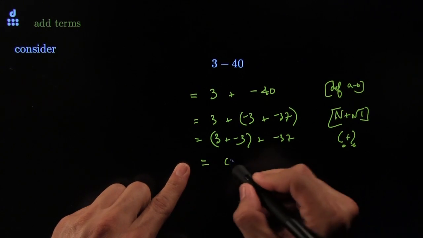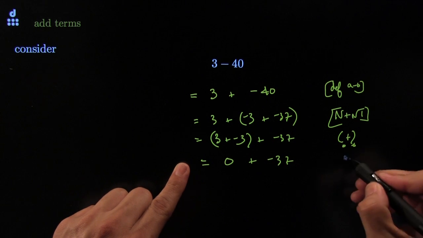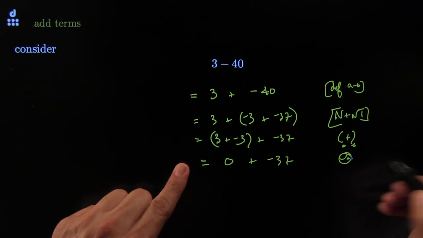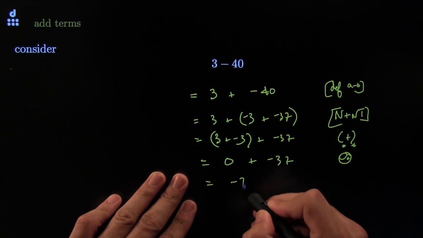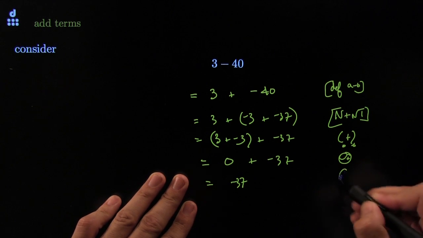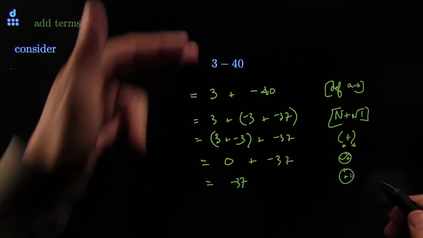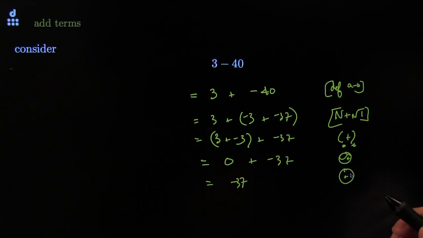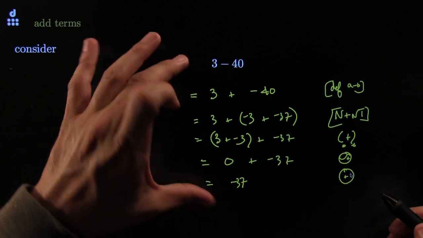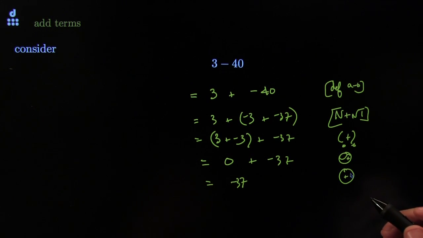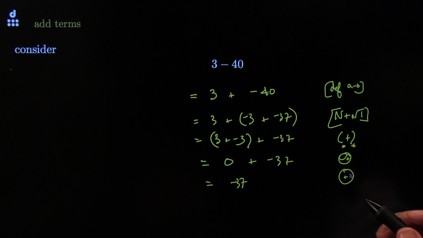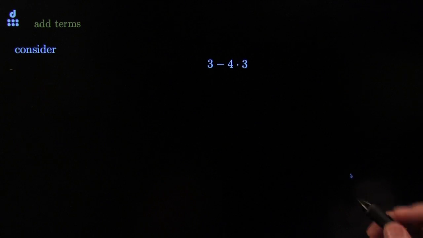Of course this gets killed. They were born to be killers of each other. Those are additive inverses. And of course this just gives you negative 37 by additive identity. Perfect, so beautiful, step by step by step. A chance to reflect and think about all the axioms that we've learned one by one. It's beautiful, isn't it? How about this one?